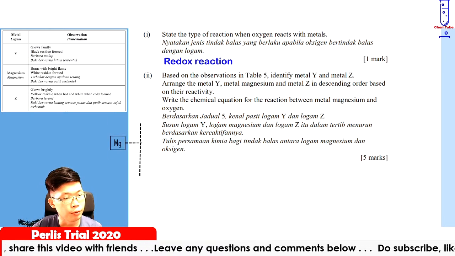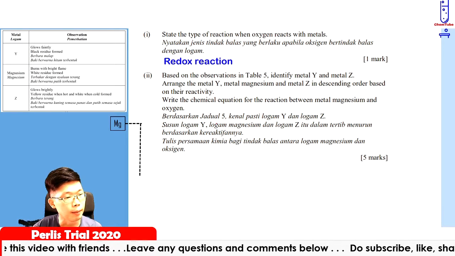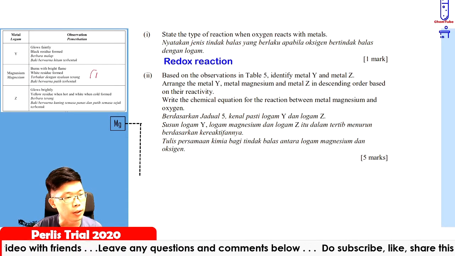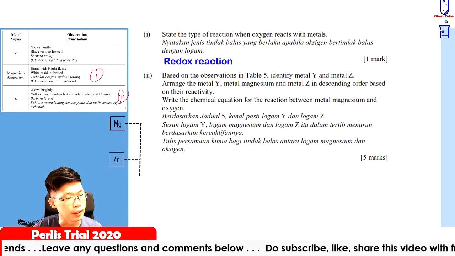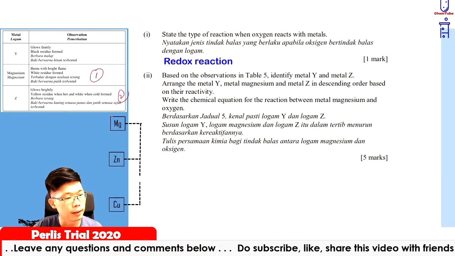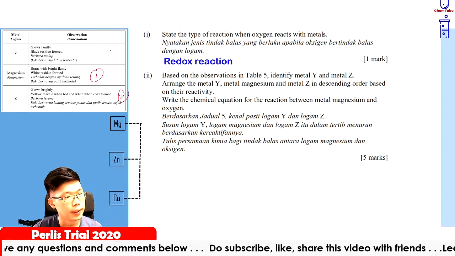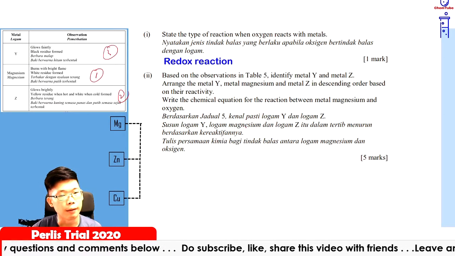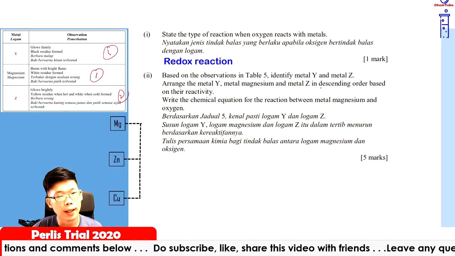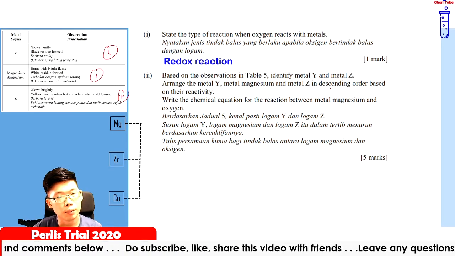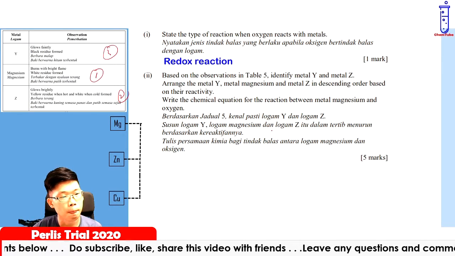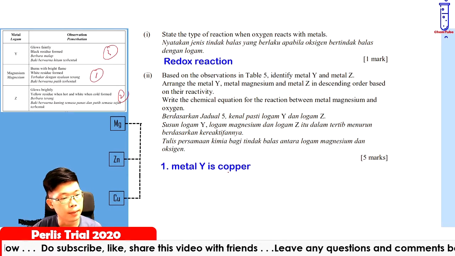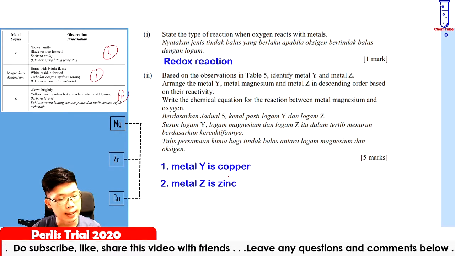Okay, so here we can arrange like this. Magnesium is the most reactive, as I mentioned just now. This is number 2, okay, so this is the zinc. Then finally is the copper. Then we arrange in the descending order. Descending order here will be from magnesium to zinc. Okay, so metal Y is copper, metal Z is zinc.